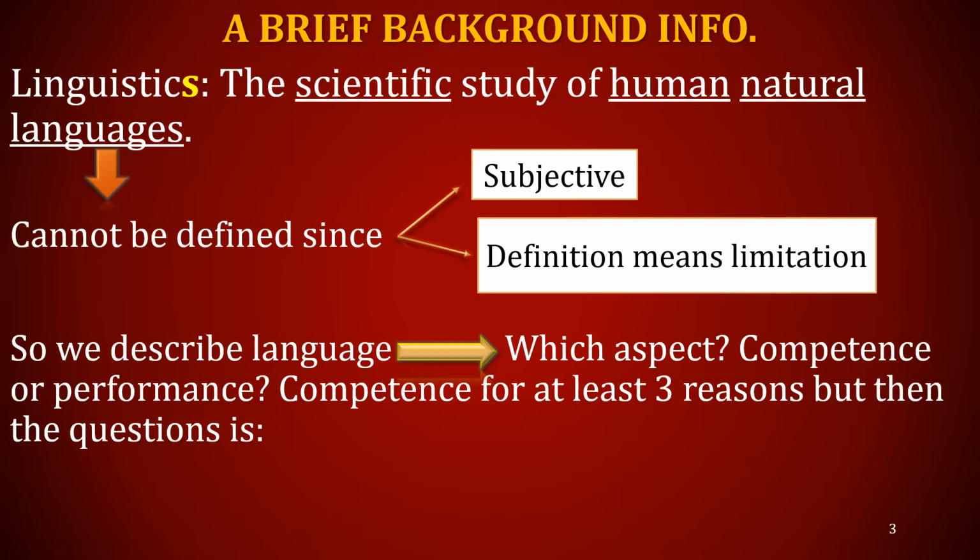Then the question is, which aspect of language should be described? Does language have different aspects? Yes, like human being who has two aspects, internal, his soul, and external, his body, flesh and blood, in fact. Language has also two aspects, competence, by which we mean the subconscious or the tacit knowledge that resides in every speaker's mind, and performance, which is the daily use of language.